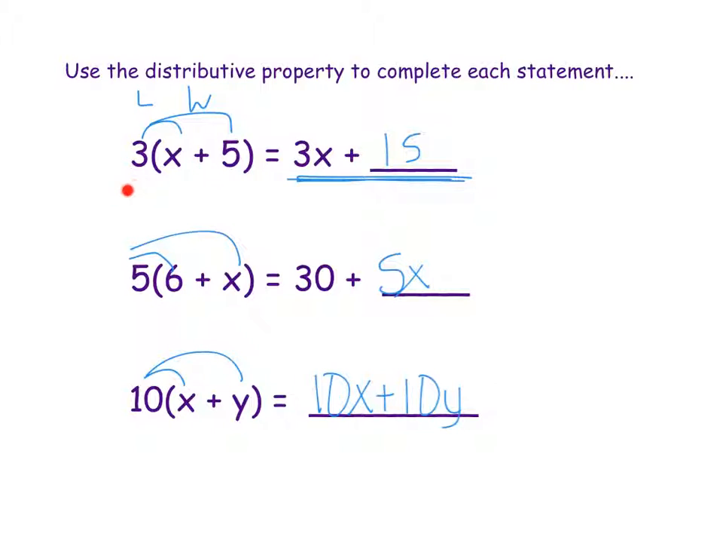So this is the player, and he's going with both. So I have my 3x, and then I needed to do 3 times 5 is 15. 5 times 6 is 30. 5 times x is 5x. Least number of symbols. And then this last one, 10 times x is 10x. 10 times y is 10y.